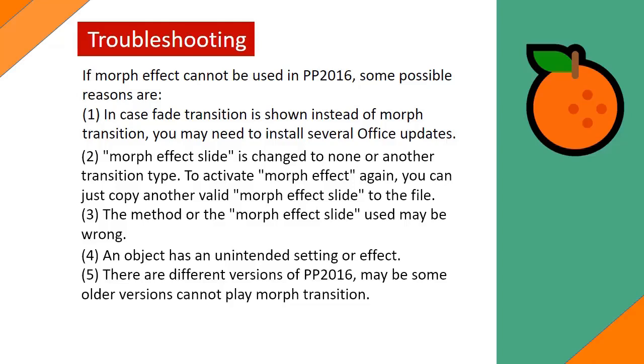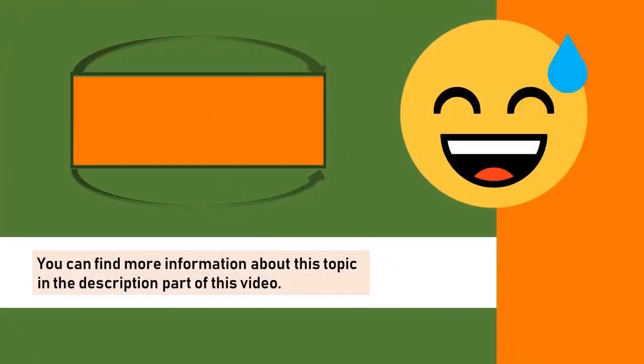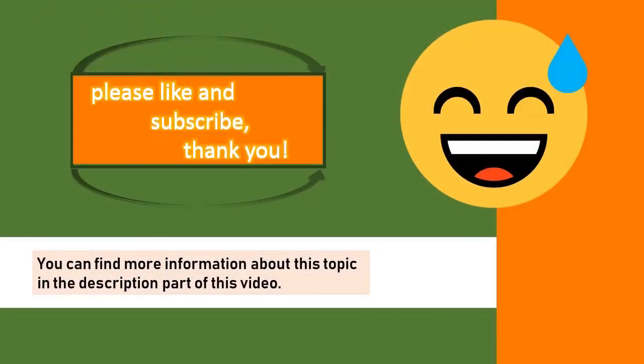4. I encountered a strange case where characters morph cannot work. After doing many tests, I found that the reason is the text box has an animated effect applied to it. So if morph should work but it doesn't, you can create new objects and try again. 5. There are different versions of PP 2016, maybe some older versions cannot play morph transition. Lastly, you can find more information in the description part of this video.